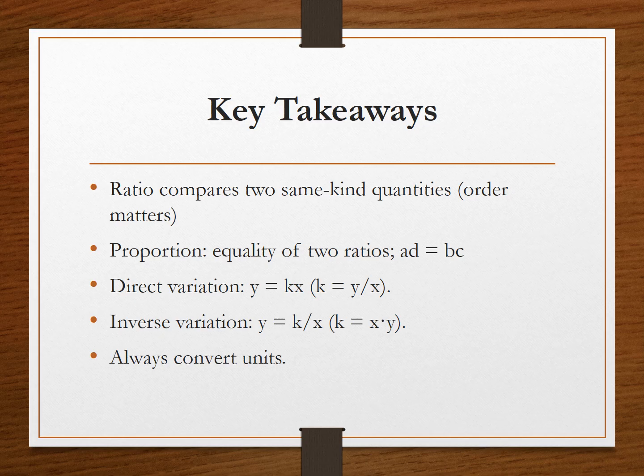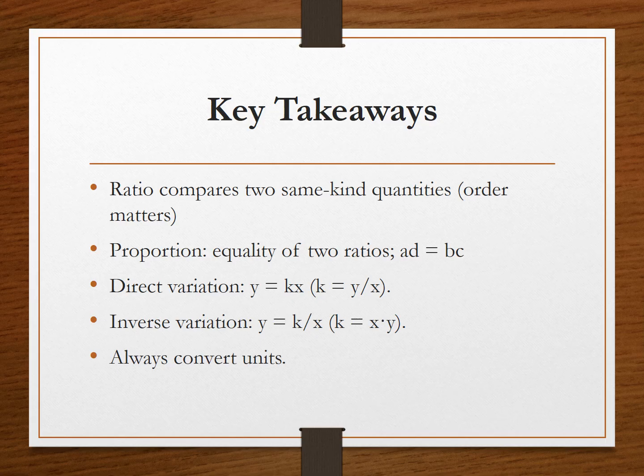This is the summary of today's lecture. In this lecture, we have learned about ratio, proportion, and different types of variations. First, we have learned about ratio, as ratio is a comparison between two quantities of the same kind, and in ratio, the order of quantities matters, and there is no unit of ratio. Proportion is the equality of two ratios, and we have learned the formula that the product of extremes is equal to the product of means, that is AD = BC.